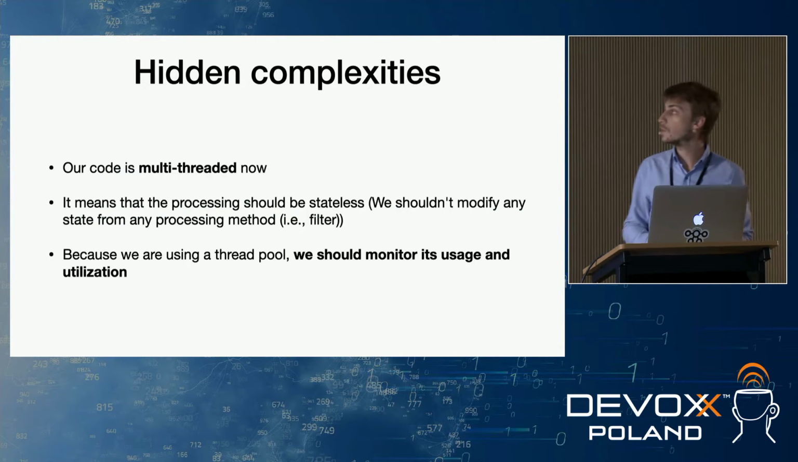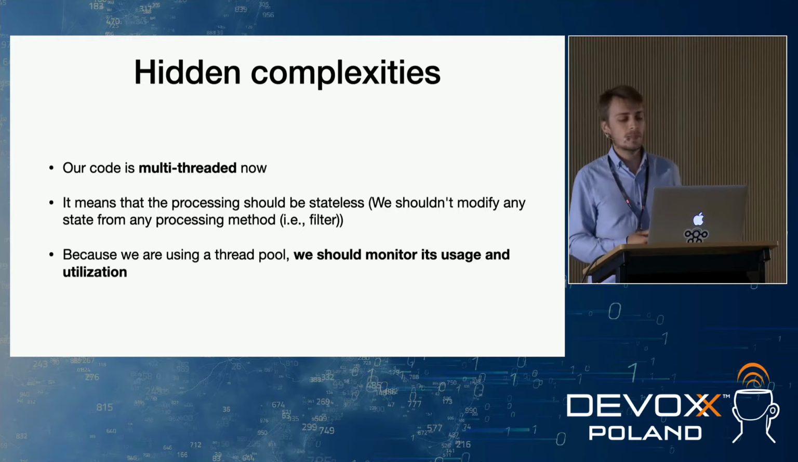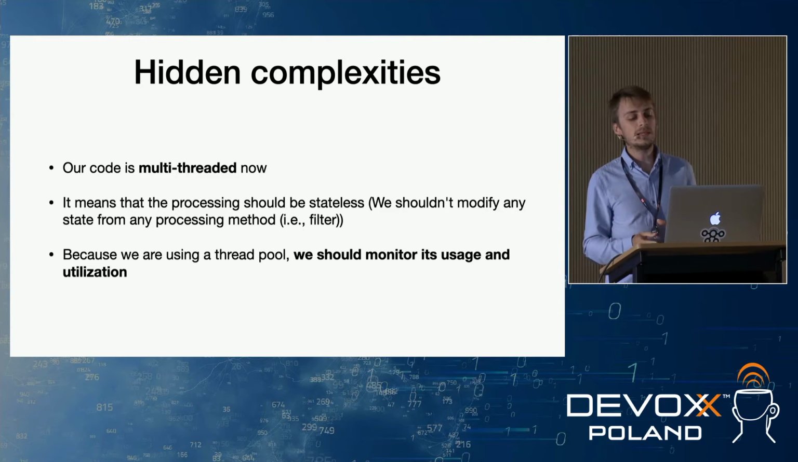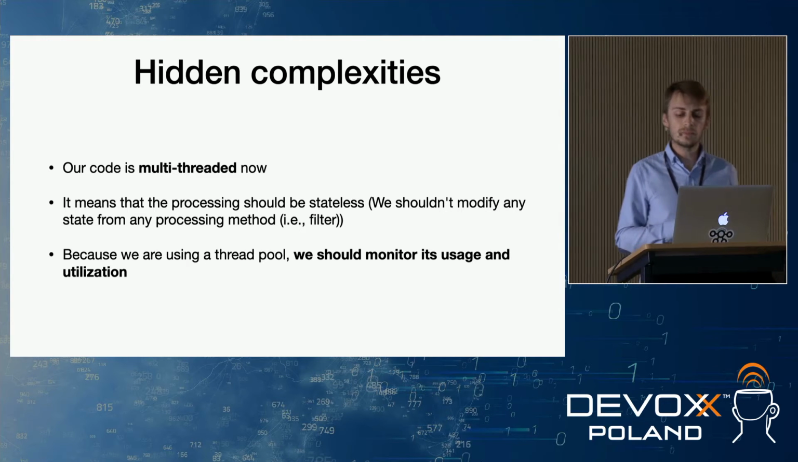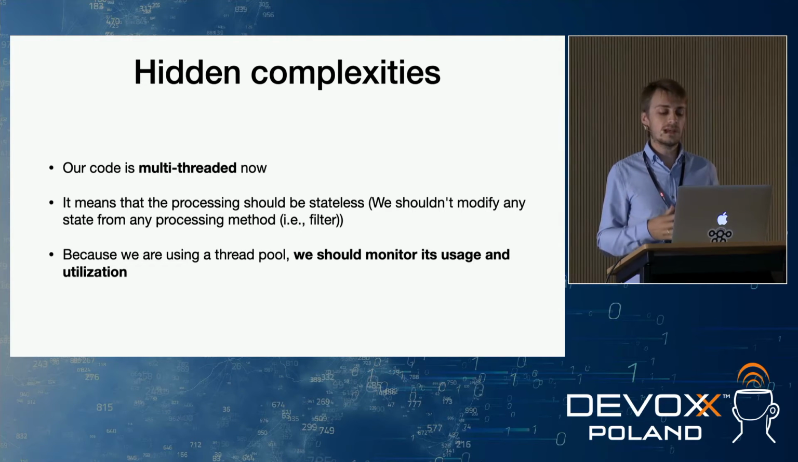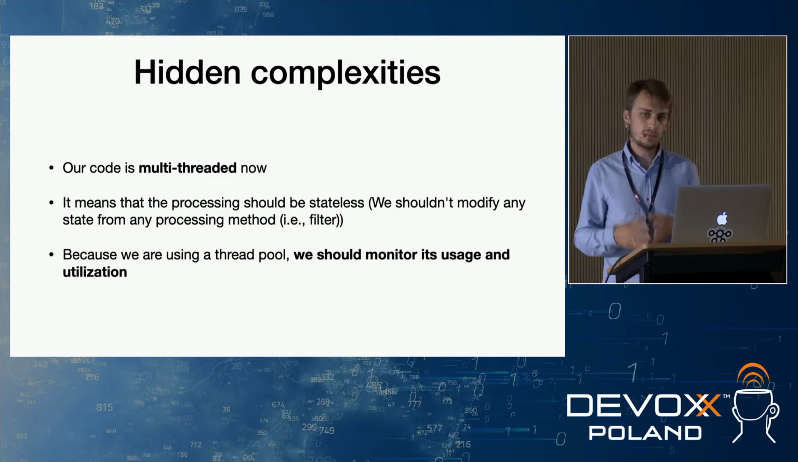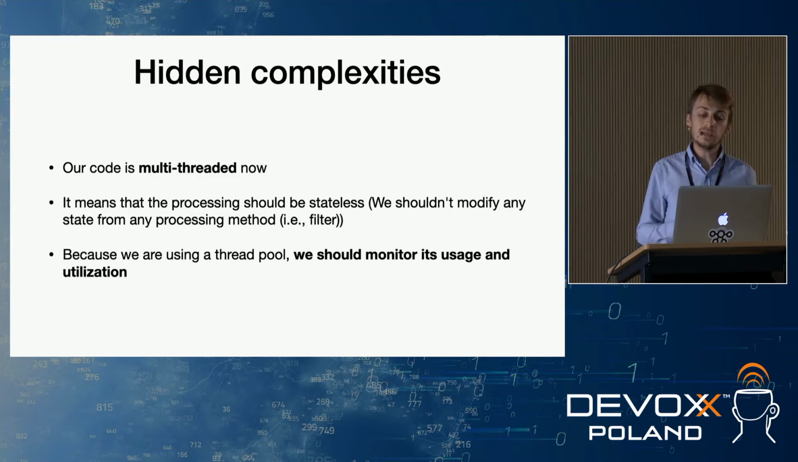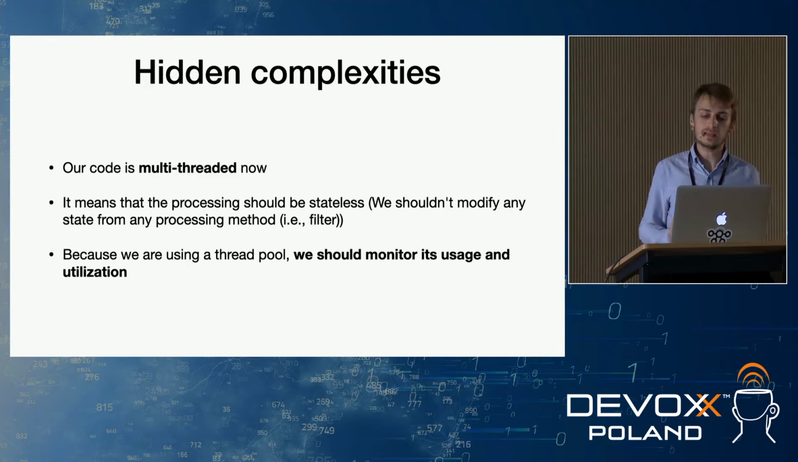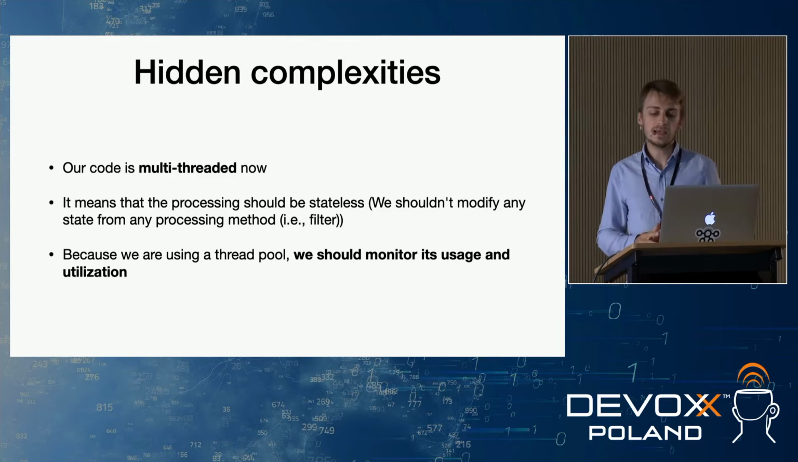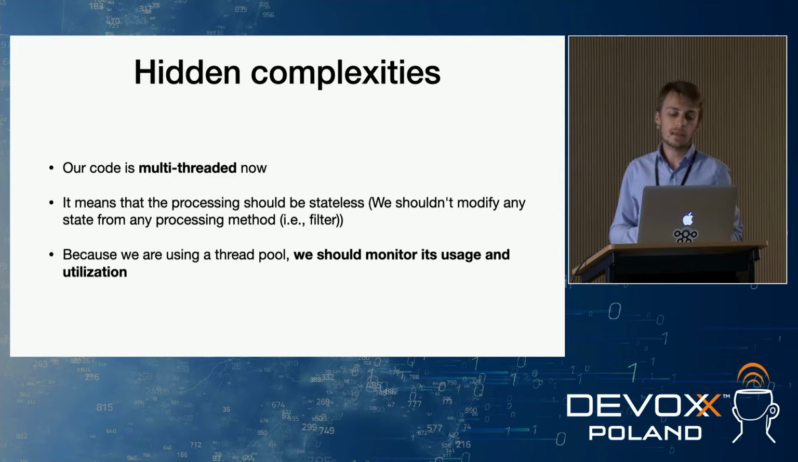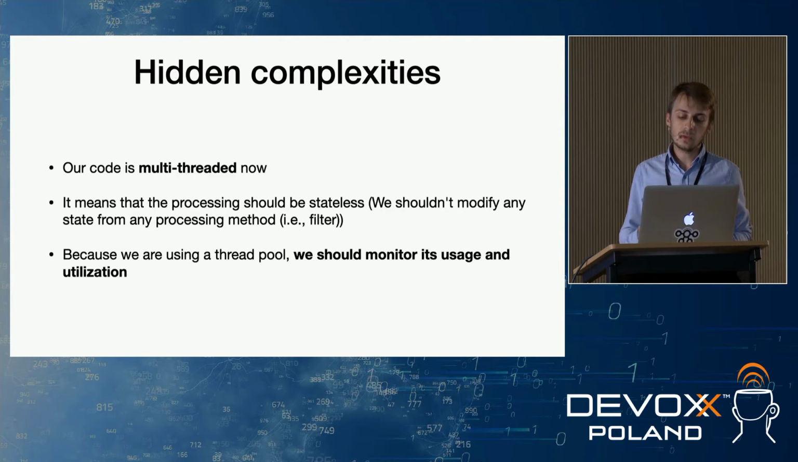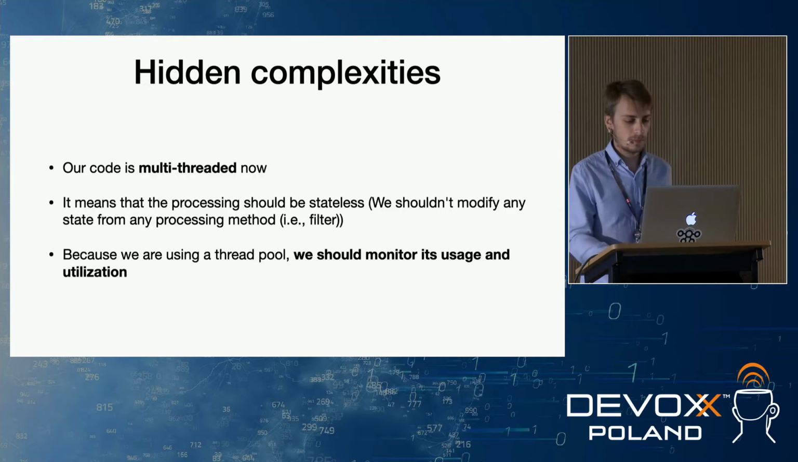So what are those hidden complexities? So the parallel stream method will split the work into n parts. It will use this fork join pool. And the most important change is that our code is multi-threaded now. Before that it was single-threaded. It means that the processing should be stateless. We shouldn't modify any state from any processing method, for example, filter or map. Because we are using a thread pool, we should monitor this thread pool, its usage and utilization.